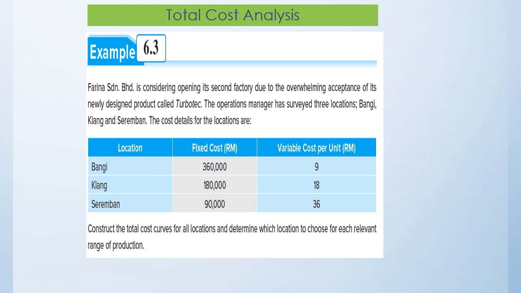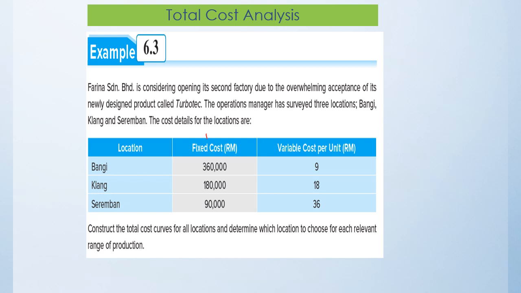Okay, the question says Farina Senemberhat is considering opening its second factory due to the overwhelming acceptance of its newly designed product called TurboTech. The operations manager has surveyed 3 locations, Bangi, Kelang and Seremban. So this company is planning to have a second factory and there are 3 available locations, and the company wants to decide which one is the best location out of these 3 locations. The cost details are given.